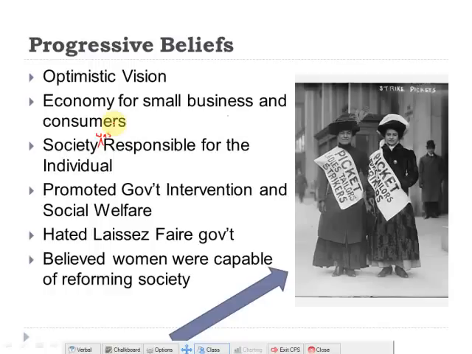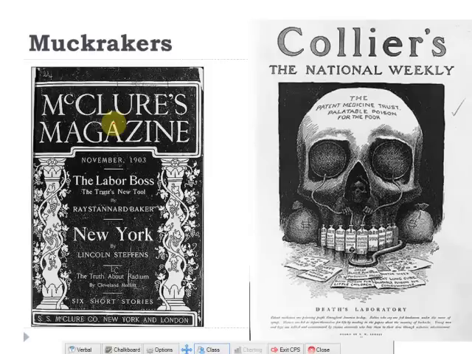So the question now is, who were the progressives? Who actually took on these values and tried to change society? Well, there are several groups, but the first group we're going to be talking about today that took on these progressive values were the muckrakers. So let's talk about the muckrakers first today. Muckrakers. They were amongst the progressives.